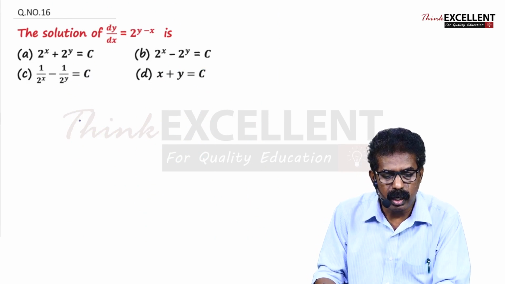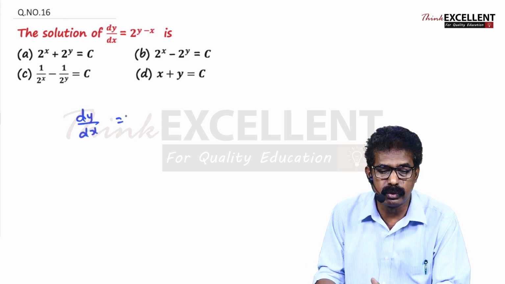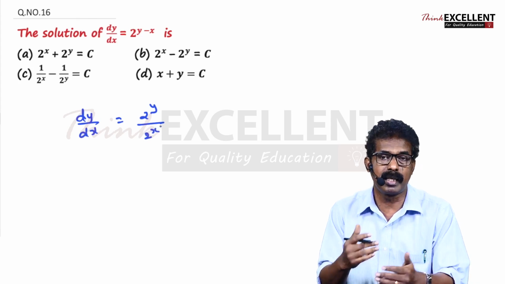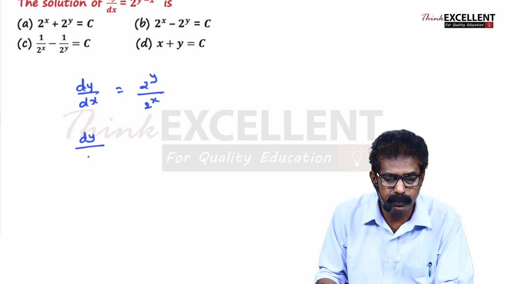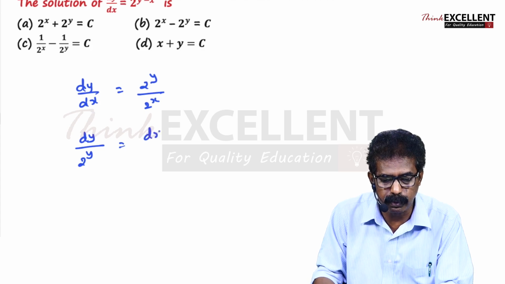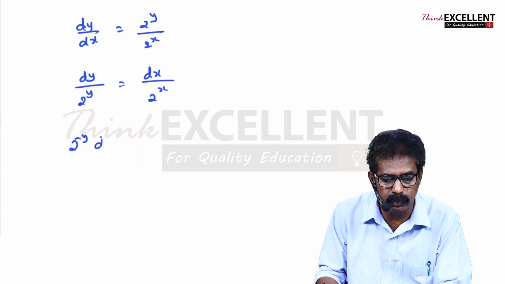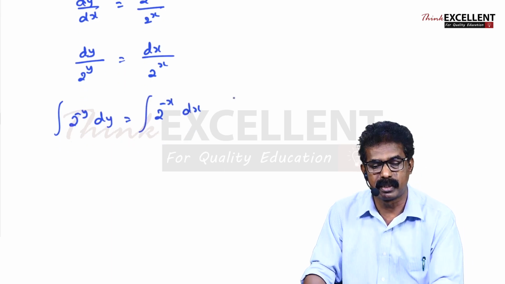The solution of dy by dx equal to 2 raised to y minus x. You can write it as 2 raised to y by 2 raised to x, right? A raised to m by a raised to n, a raised to m minus n. Now, dy by 2 raised to y equal to dx goes up by 2 raised to x. Take it to the numerator, 2 raised to minus y dy equal to 2 raised to minus x dx. Again variable separable. Solution, integrate both sides.